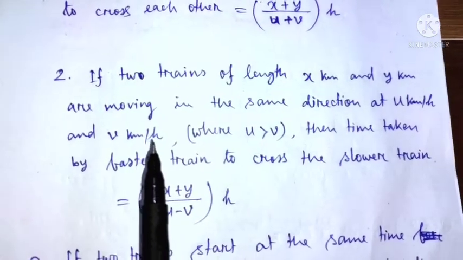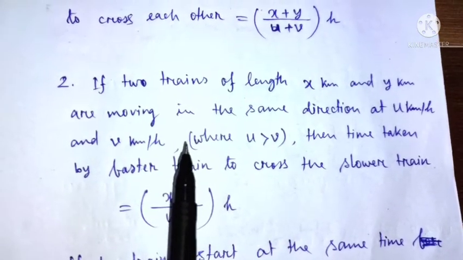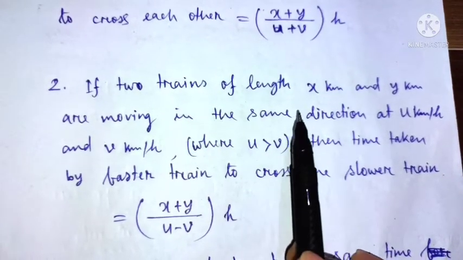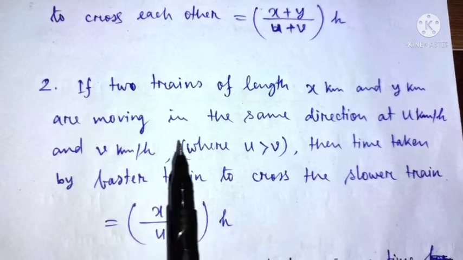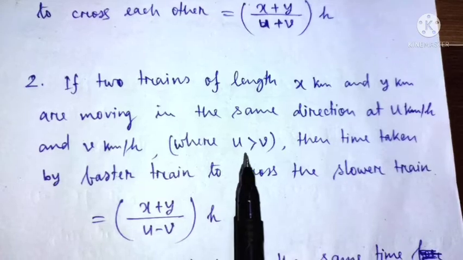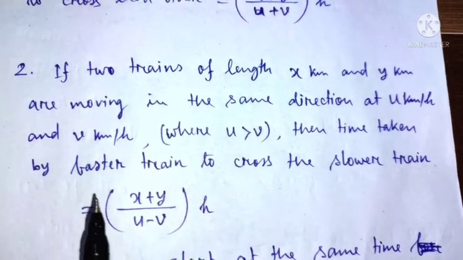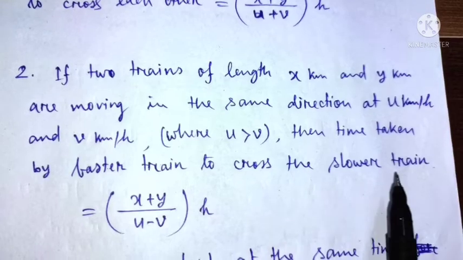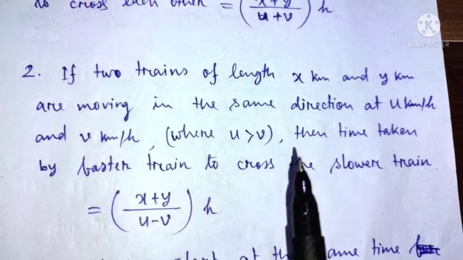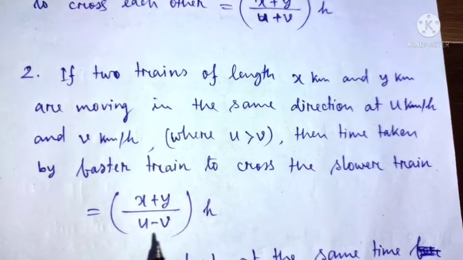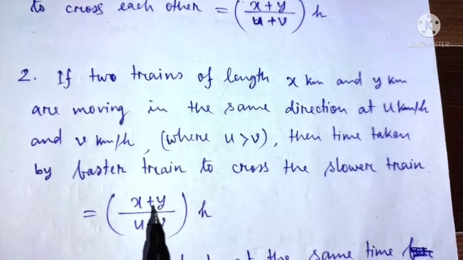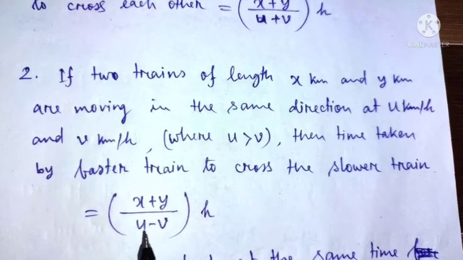Now the same condition, but the direction is different. So if two trains of length x kilometer and y kilometer are moving in the same direction at u kilometer per hour and v kilometer per hour, where u is greater than v, then the time taken by the faster train to cross the slower train is equal to (x + y) by (u - v) when they are moving towards the same direction.